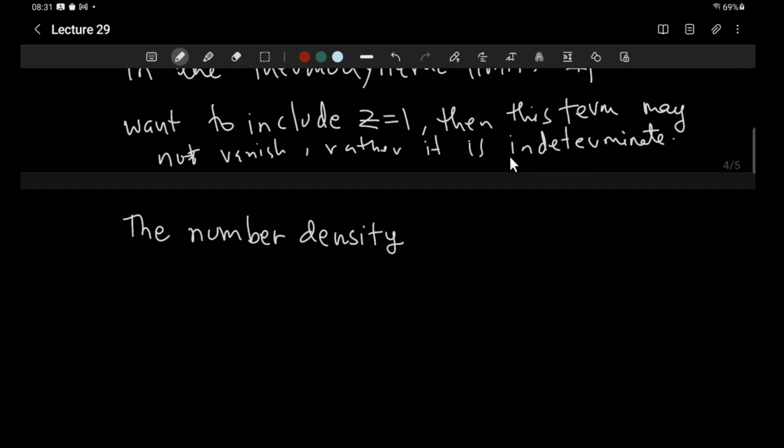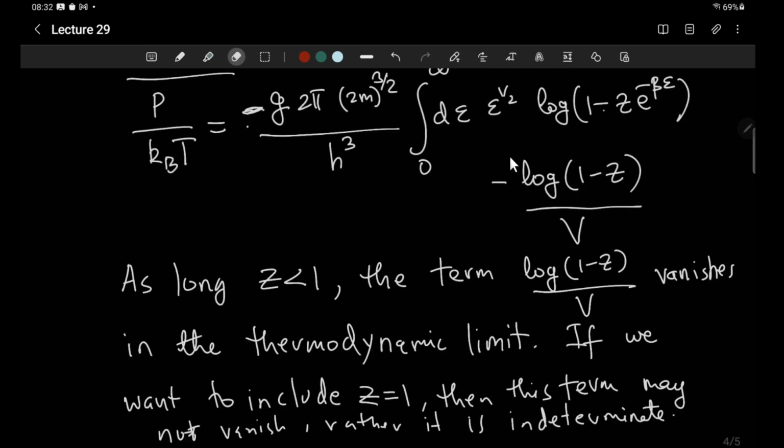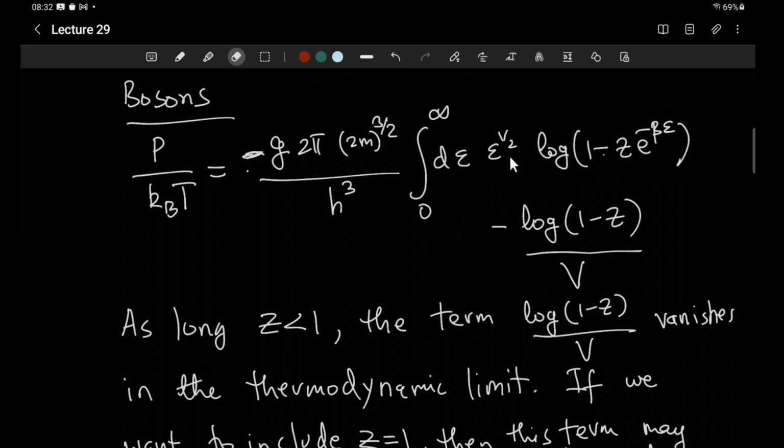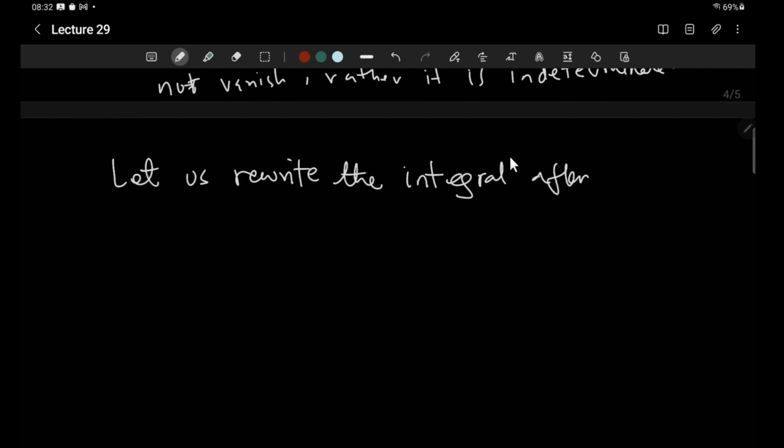Let me actually define some functions here, and then we can come back to the number density. We have this integral, and the first thing I'm going to do is make a change of variables.